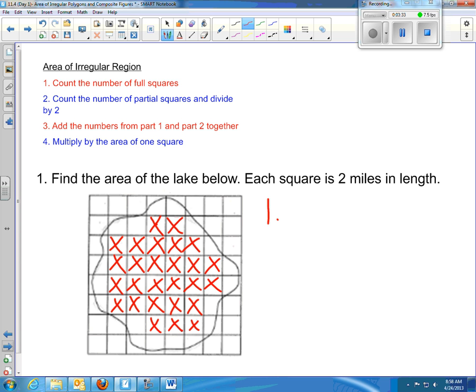So I have 1, 2, 3, 4, 5, 6, 7, 8, 9, 10, 11, 12, 13, 14, 15, 16, 17, 18, 19, 20, 21, 22, 23, 24, 25, 26, 27. So I have 27 full squares.